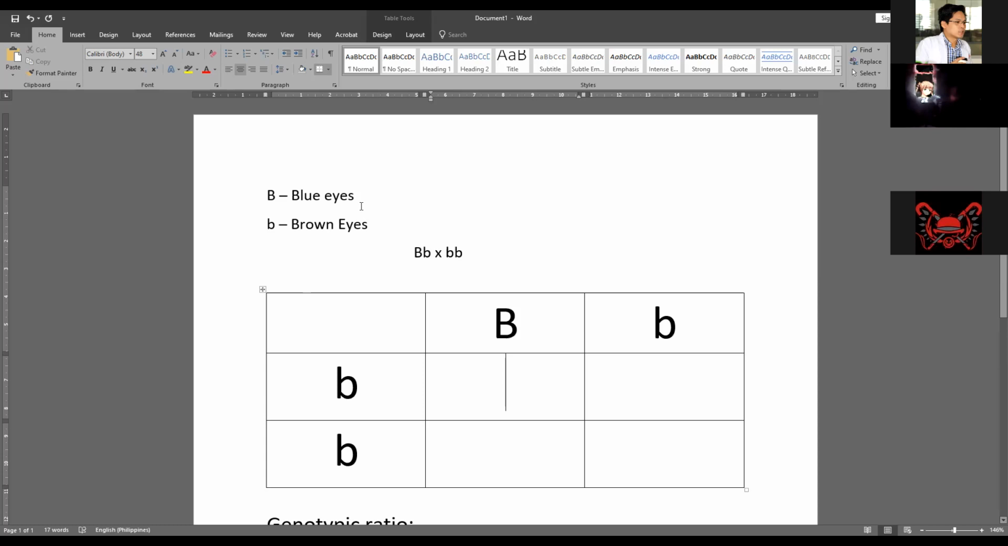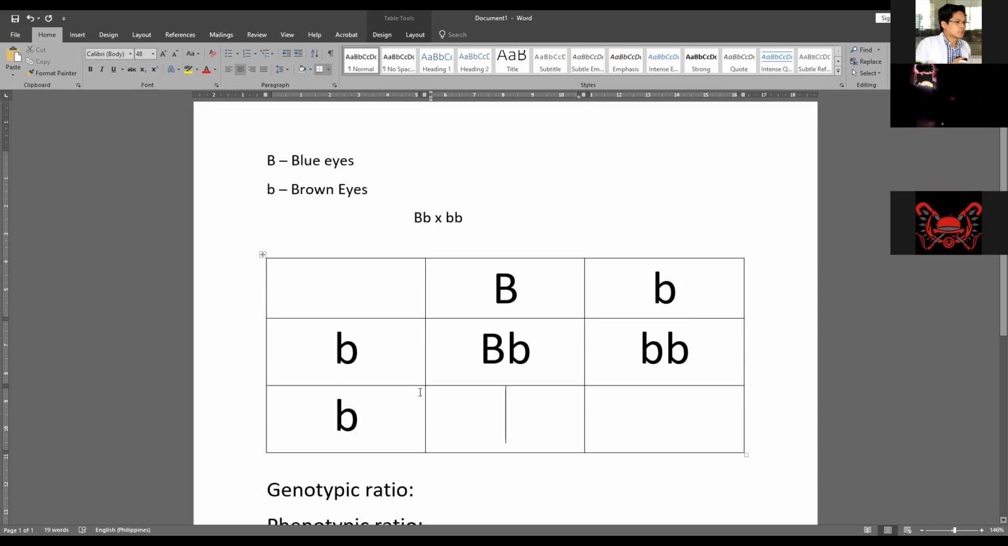Robbie? I think in the middle, sir, it's the big B. Okay? Big B and this one. I think small b. Small b, diba? But small b because this big B came from the father and this small b came from the mother. Right? How about in the second box? We just have the small letter b from the male and small letter b from the female.